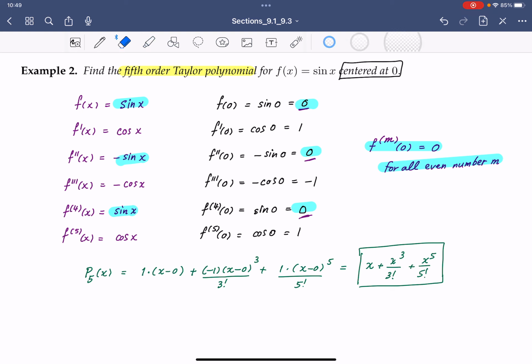Oh, okay. Good catch. This is minus 1. Okay, thank you. Okay, this is the Taylor polynomial of degree 3 or degree 5.